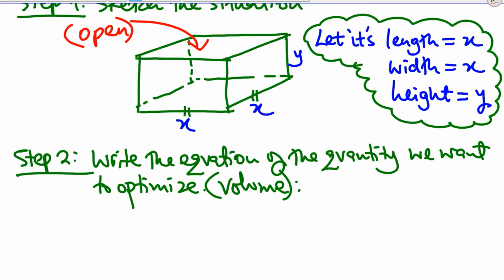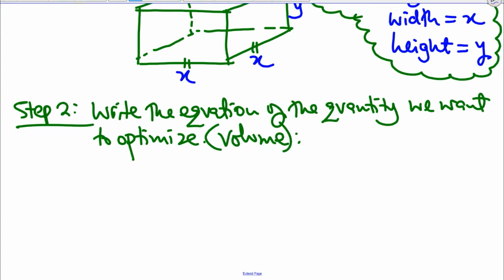So the volume will just be length times width times height. So that will be x squared multiplied by y. All right, let's carry on. Step 3, now we need to rewrite because this equation is in terms of 3 variables. Now we need to rewrite the equation that we developed in step 2 to be in terms of one single variable.